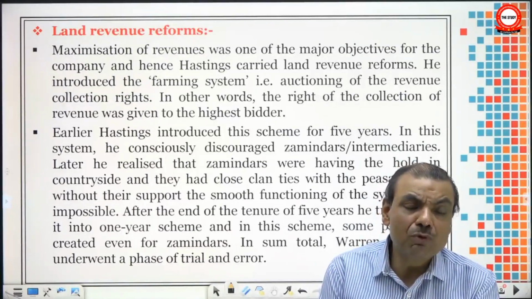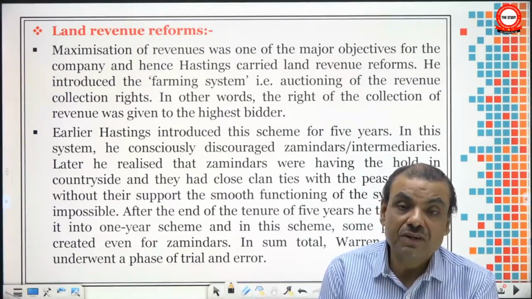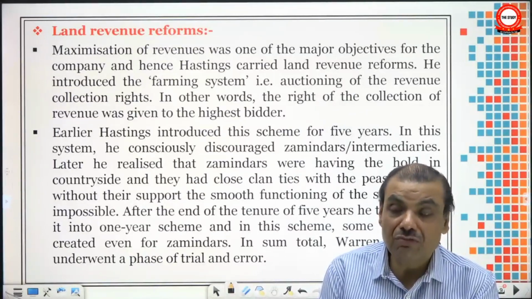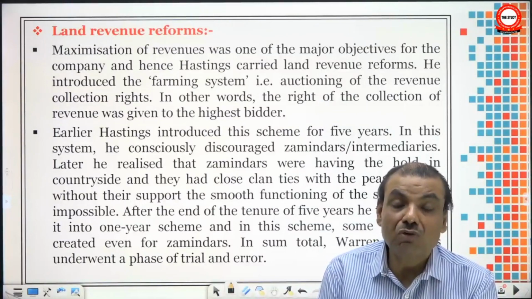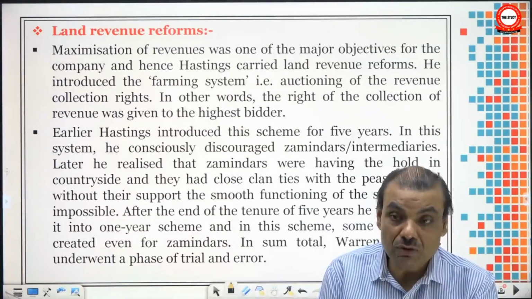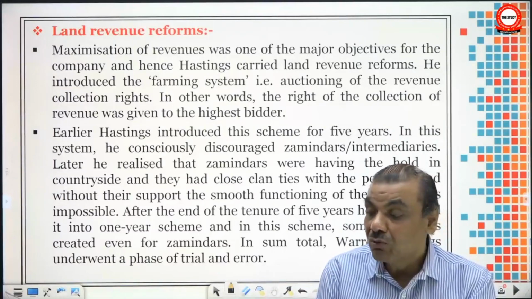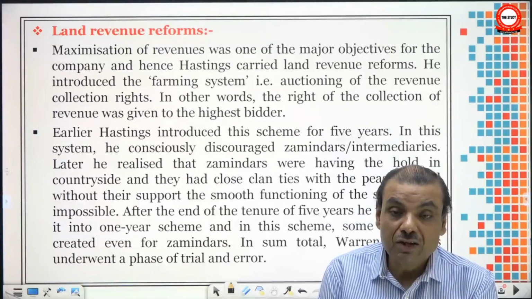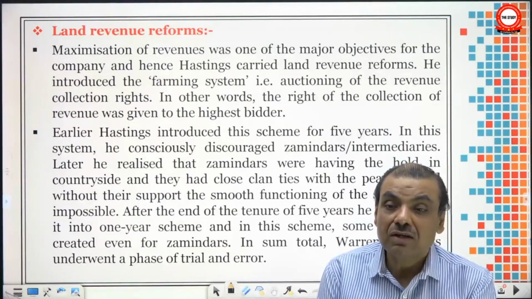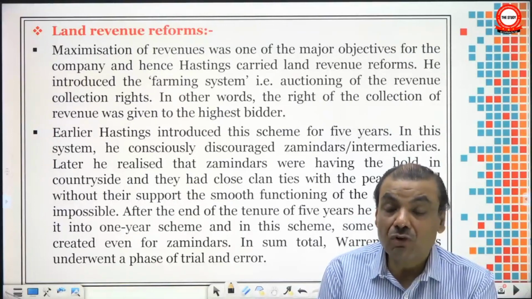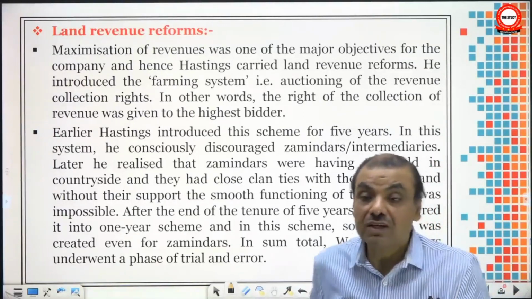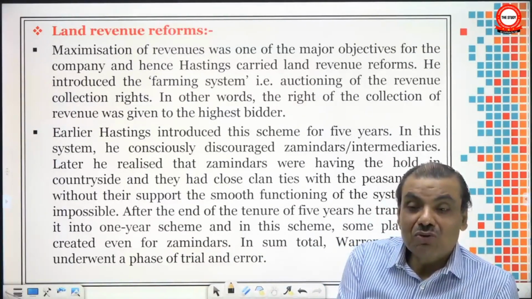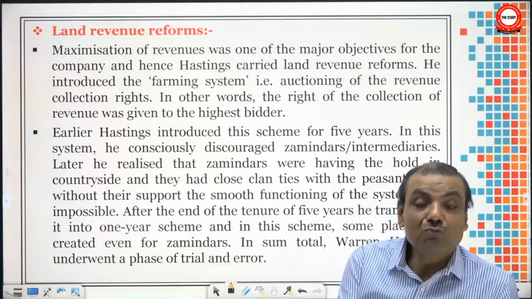But it could not produce a substantial result. Rather, it created some sort of fluctuation in the collection of revenue year by year, and apart from that, it also adversely affected the agriculture of Bengal. And particularly for the fact that zamindars were kept away and kept at bay, the system could not function in a proper manner, because after all zamindars were the experts in the rural areas, and if zamindars were kept away, this system could not run smoothly.